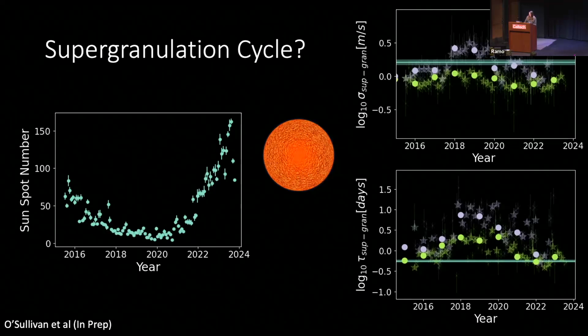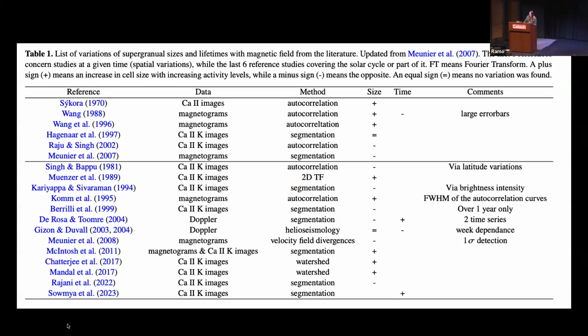But if you go to the literature, while most people agree there is some sort of solar cycle going on here, this is a table of all the studies that have looked at how supergranulation changes over a solar cycle. They all disagree with each other. There is very little consensus in the literature. Some think there's an in-phase relationship, some think there's an anti-phase relationship. Again, we think this is due to people defining magnetic regions on the sun differently, which leads to this huge discrepancy in the literature.